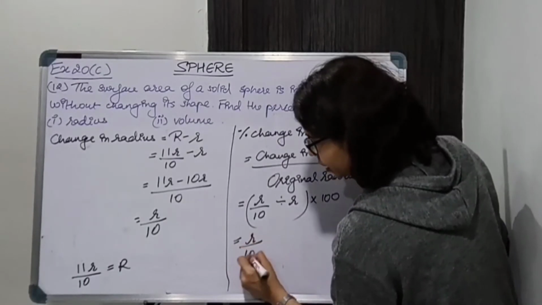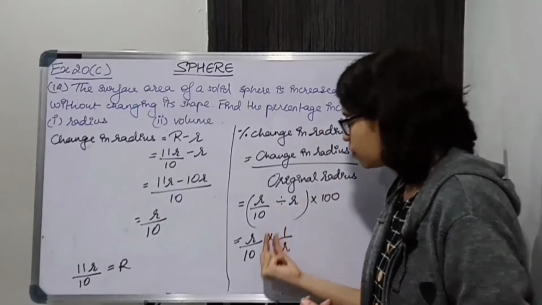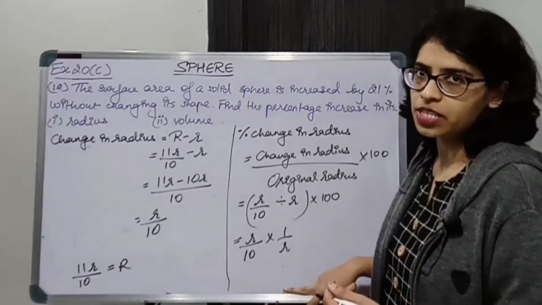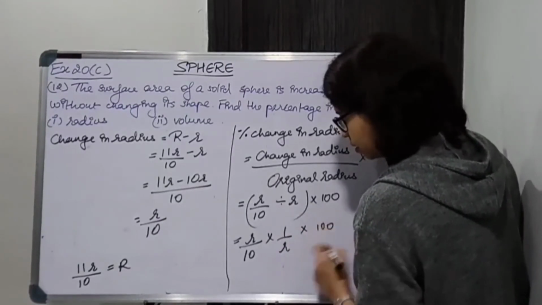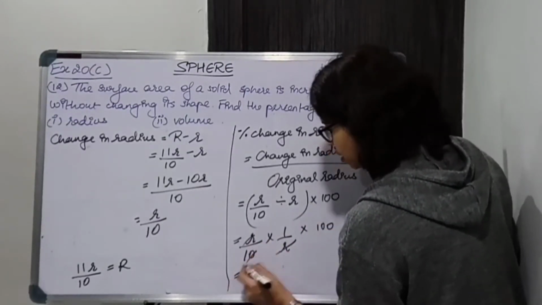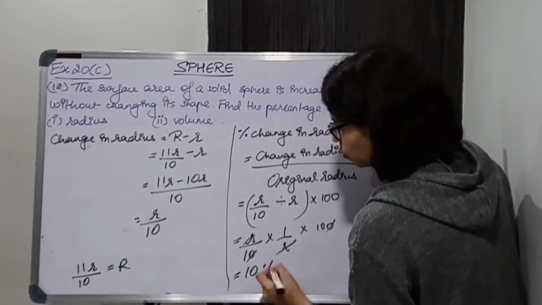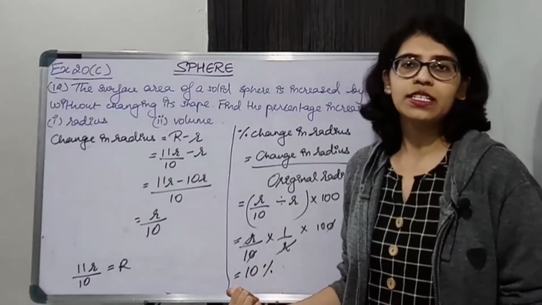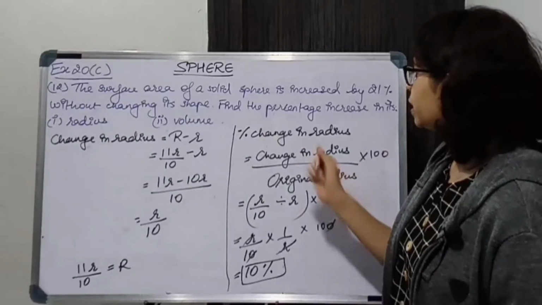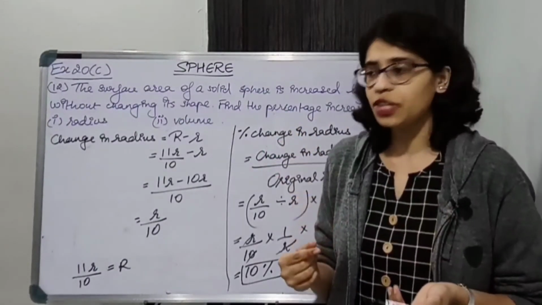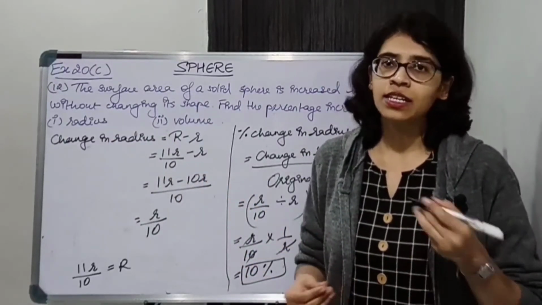So r upon 10 into 1 upon r हो जाएगा. Whenever I turn division into multiplication, it becomes reciprocal. ठीक है, तो r will go in the denominator. So into 100. r gets cancelled. 10 tens are 100. So 10 बचेगा. So percentage change in radius is 10%. So it has increased by 10%. You have to write down. Find the percentage increase in radius. So it has obviously increased. So percentage increase in radius is 10%.